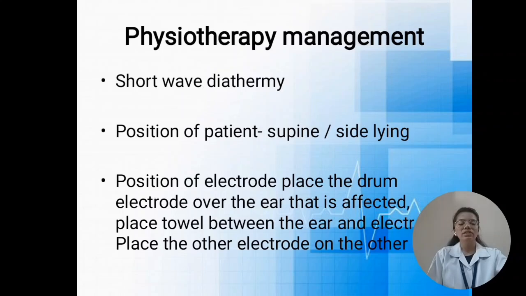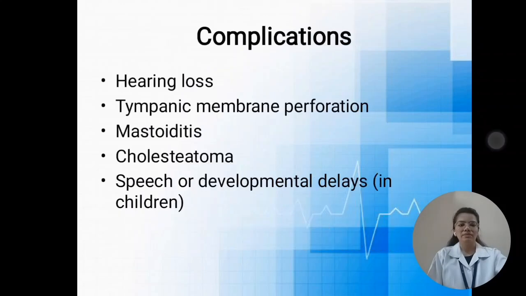And now, for that, we can give PT management, in which short wave diathermy is given, with the patient in side-lying position. For the position of electrodes, a drum electrode is placed over the ear that is affected, with a towel placed between the ear and the electrode. Place the other electrode on the other side. Like this, we can give short wave diathermy.